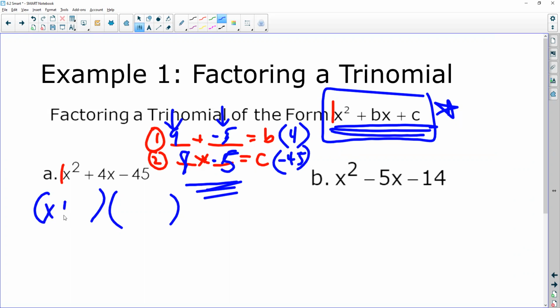So when I write my binomials, this is what I'm going to use: x plus 9, x minus 5. And then if I want to check it, I should FOIL and I should get this answer back. That's how this works. All right, so we're going to look at the second one.